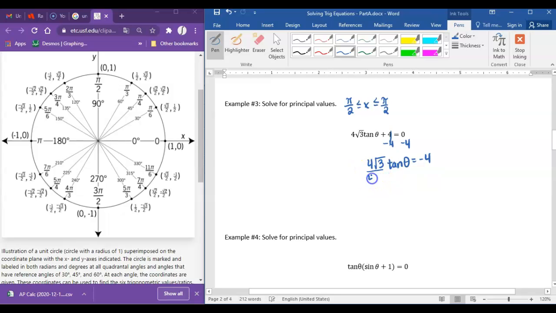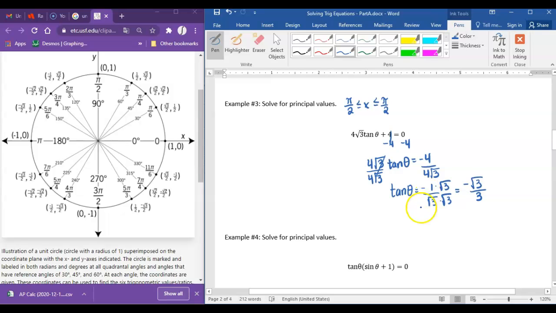I'm going to divide both sides by 4 square root of 3. And so tangent of theta is going to equal negative. Actually, here the 4's are going to cancel each other out, so I'm going to have negative 1 over the square root of 3. But we know that everything on the unit circle has been rationalized, so we're going to need to multiply the numerator and denominator both by the square root of 3 here to rationalize that denominator, and we'll get negative square root of 3 over 3.